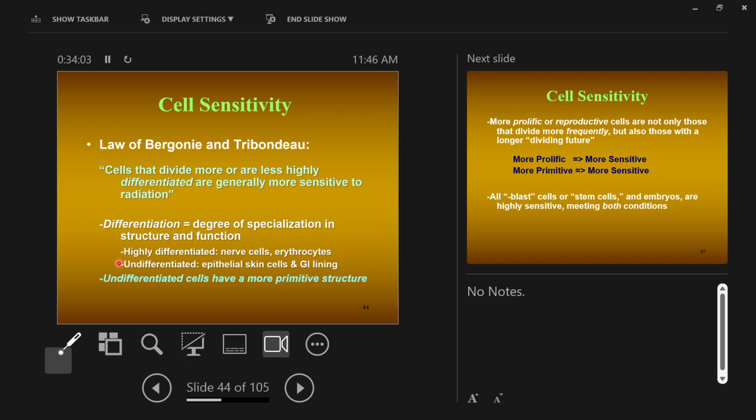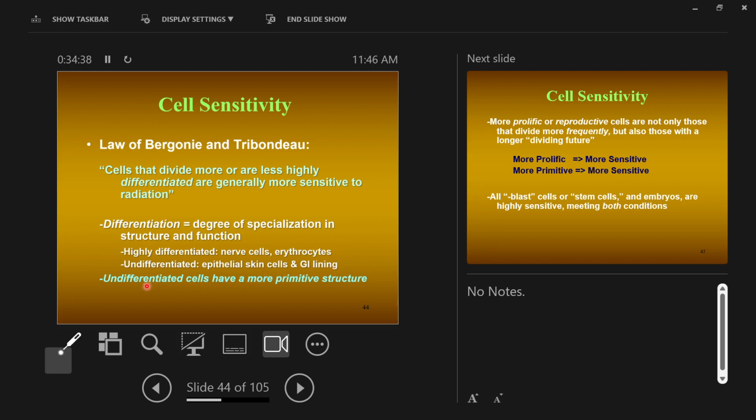Examples of undifferentiated cells. Epithelial cells. If you don't know that term, epithelial cells form the linings of all of your organs. They make the outside and inside linings of things. Your skin is epithelium, okay? The inside of your lungs are epithelium. Inside of your blood vessels are endothelium, but it's really the same thing, okay? So there you go. GI lining, gastrointestinal lining, very, very undifferentiated, because in the GI system, those cells are turning over all the time, making new ones all the time.